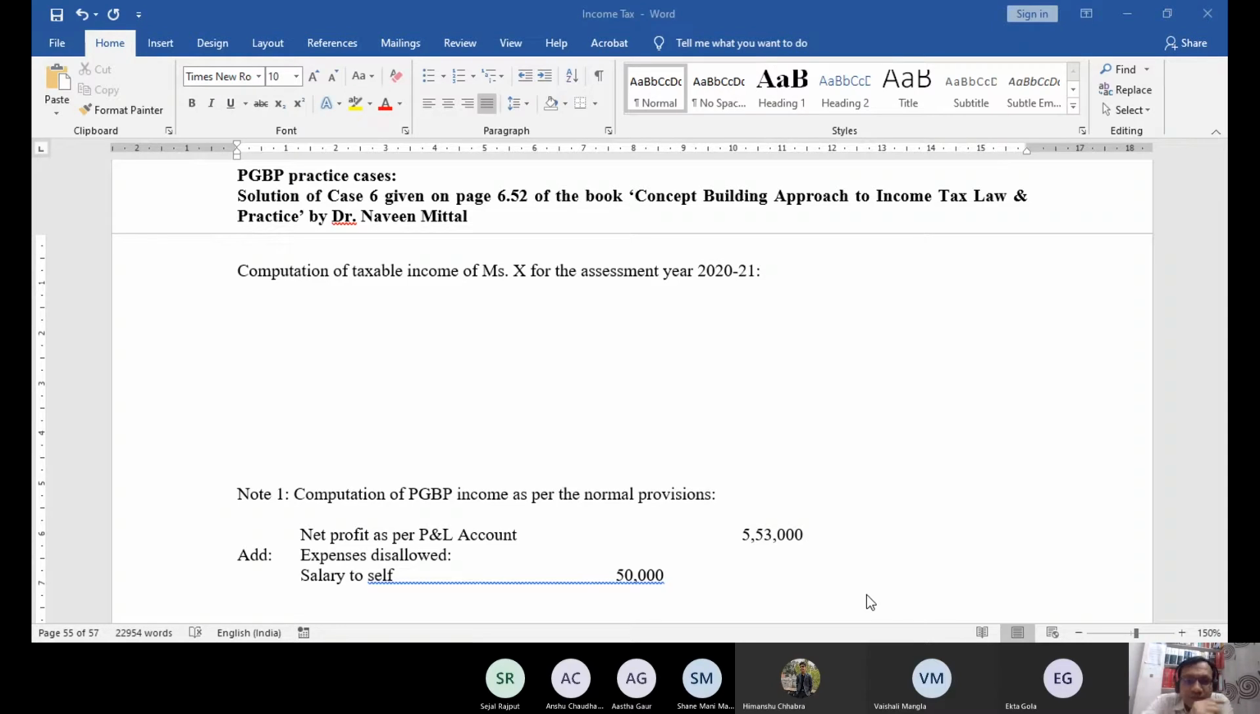If you have understood the concept, please raise your hand. Sir, can you please explain this point once more? Yeah, can anyone explain this point? Vaishali, can you explain this point? Yes, sir. Please explain.